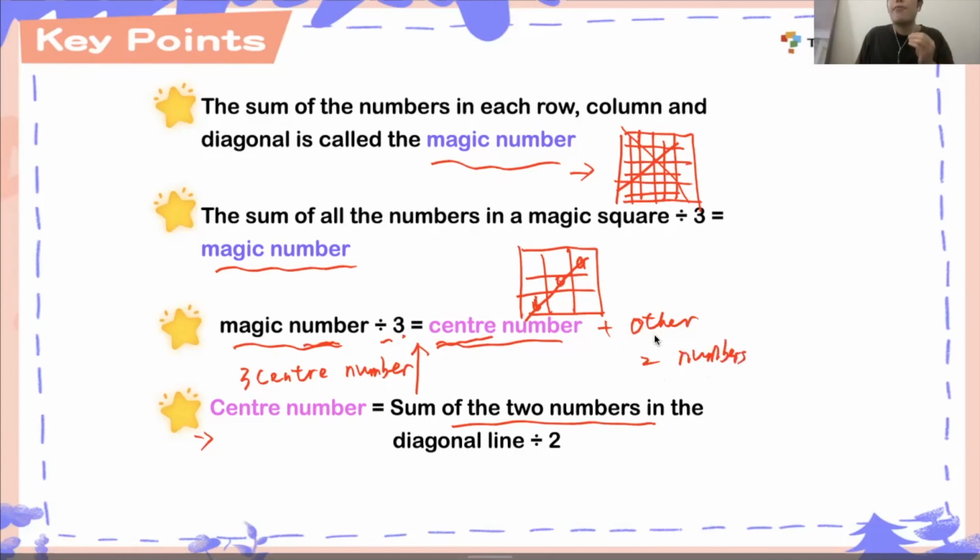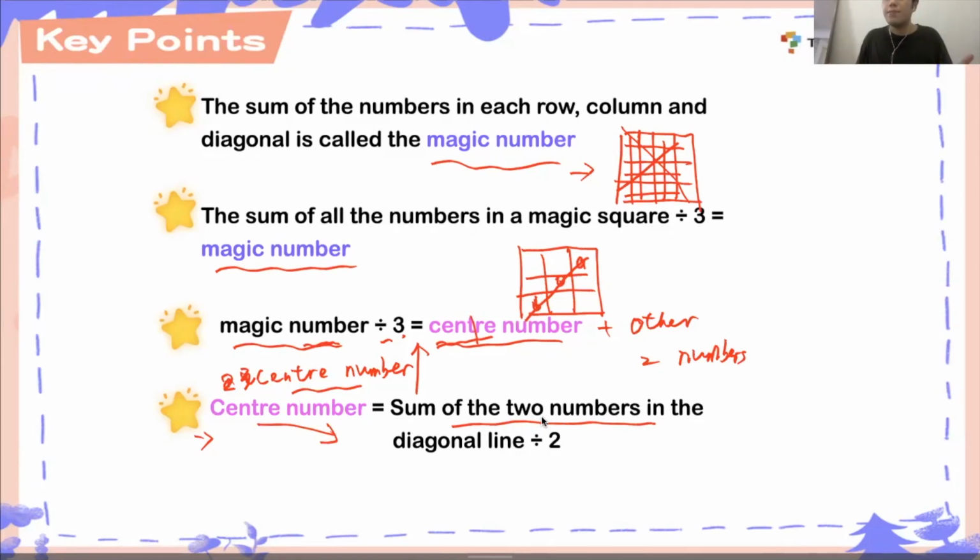Center number and other two numbers. So if we eliminate one center number from both sides, it means we should have 2 center numbers. That is the other two numbers in this line with the center number. Okay, so we should know the center number is half of the sum of the other two numbers.